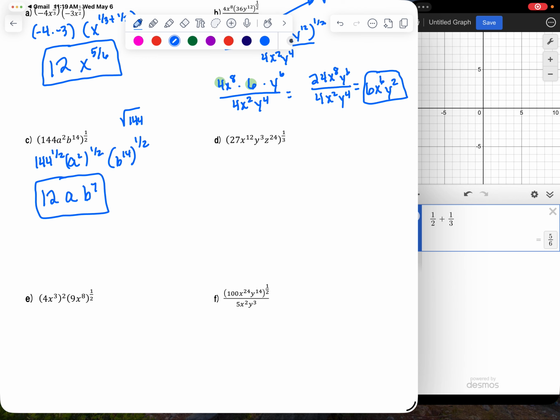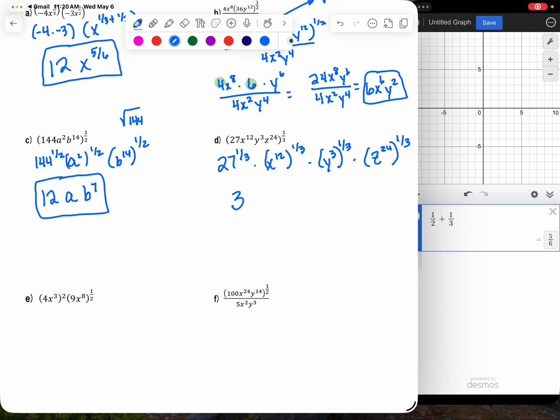All right, pause the video and try problem D on your own. All right, welcome back. I raised everything in this parenthesis to the 1/3 power. So let me write that out for you. All right, so 27 to the 1/3 power is 3, because 3 times 3 times 3 is 27.